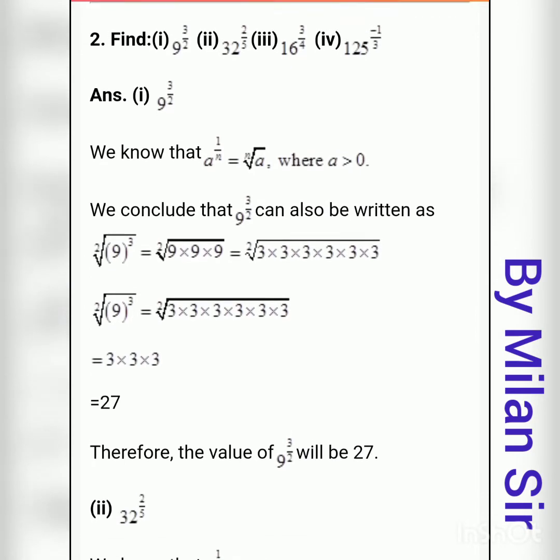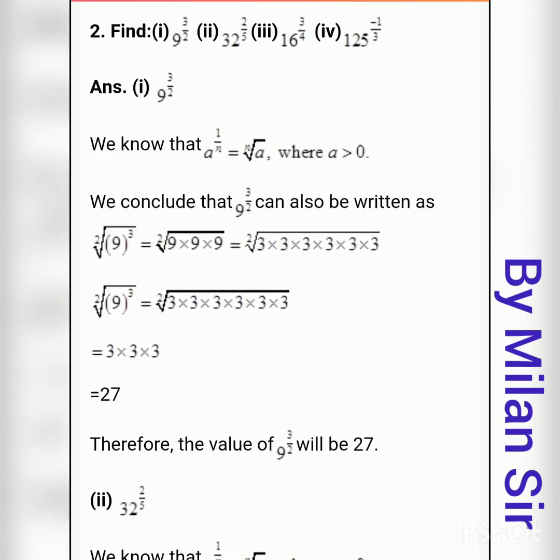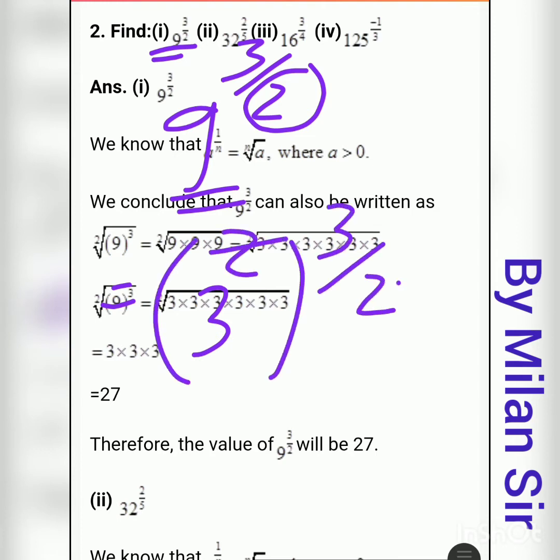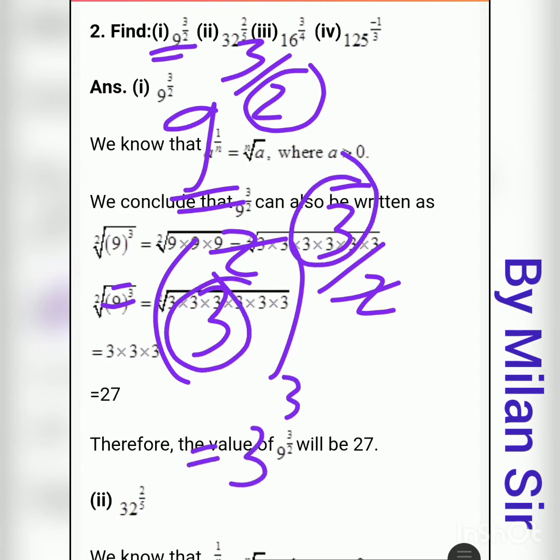Then next, question number 2. Here 9 raised to 3 by 2. Our first question is 9 raised to 3 by 2. Here also we need to follow the same method. Here in the denominator we have 2, so we need to convert this 9 into exponent 2. In place of 9 we can write 3 square, and all raised to 3 by 2, so this 2 cuts. Here 3 is remaining, and in the exponent we have 3, so 3 raised to 3.